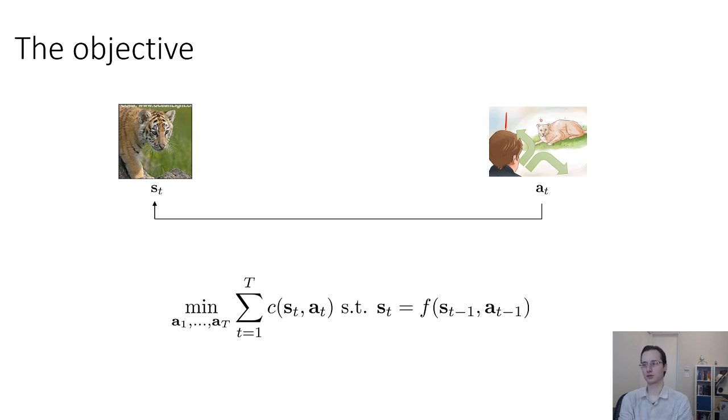So in order to turn this into an optimization problem, you have to actually write it as a constrained optimization problem. Minimize with respect to A1 through AT the sum of the costs from time step 1 to T, subject to the constraint that every successive state is equal to the dynamics applied to the previous state and action.